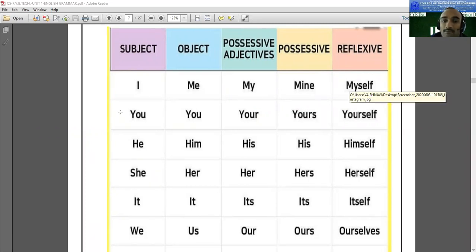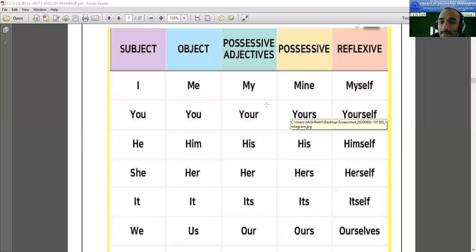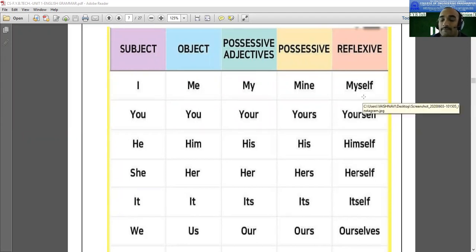Okay, then for you, the objective case of you is you, its possessive adjective is your, its possessive case is yours and its reflexive case is yourself. रिफ्लेक्सिव्ह केस मध्ये काय होतं तर जे आय असेल त्याचं काय होतं माय सेल्फ. सेल्फ हा जेव्हा ऍड होतो तेव्हा त्याला म्हणतात रिफ्लेक्सिव्ह केस.